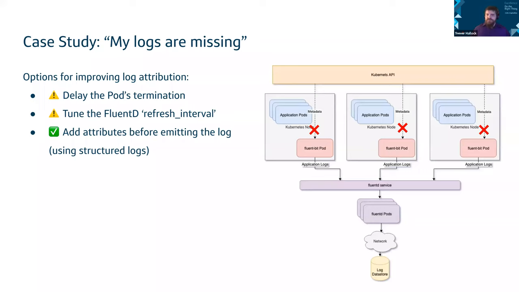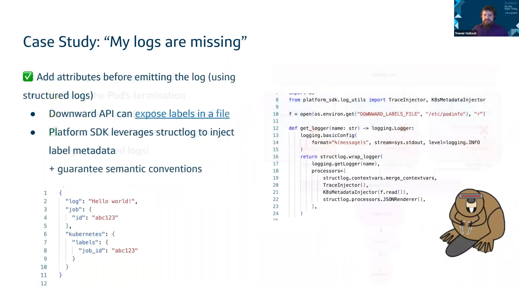Thus, we're moving towards a structured logging approach to remedy these missing logs. By enabling the Kubernetes downward-facing API, the pods creating the logs can also retrieve the Kubernetes metadata required to make them searchable. As shown here, we can more reliably provide meaningful logs by entirely avoiding the fallible enrichment step the FluentD operator offers. In short, our logs themselves are created, batteries included.